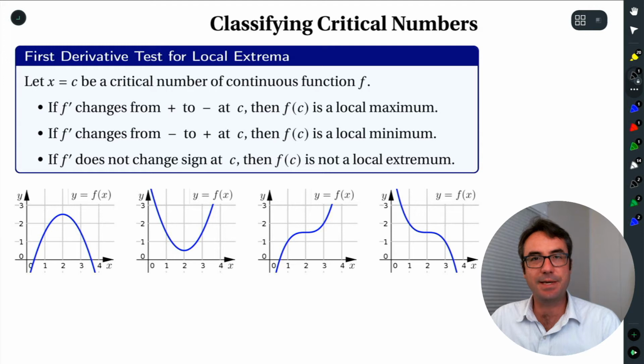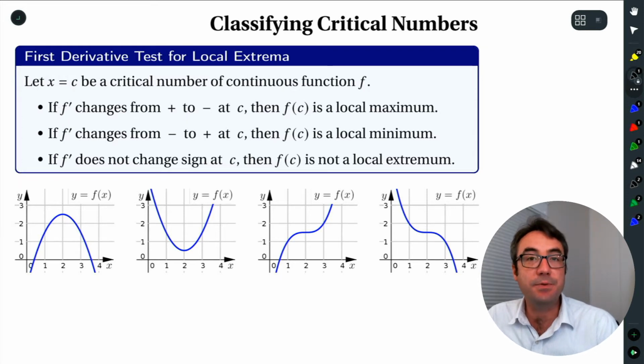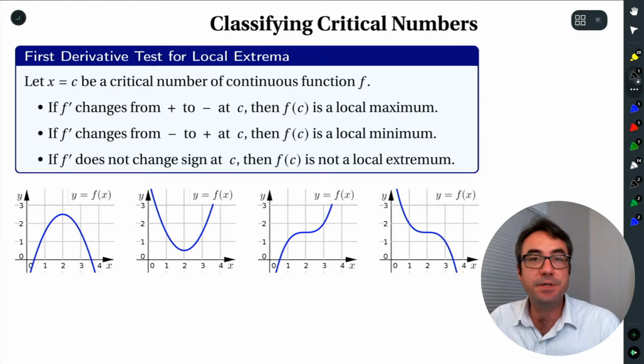All right, so this is the statement of the test. How do we actually implement this? Well, we see that it involves knowing the sign of f prime. So the context and way we generally do this test is we're finding the intervals of increase and decrease. We're finding the sign chart for f prime. So it's going to be very similar to the work we do for those intervals of increase and decrease. We want our sign chart for f prime.